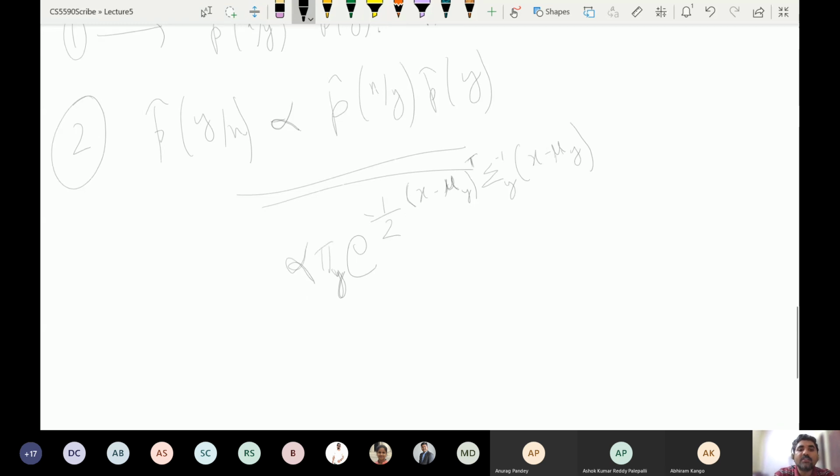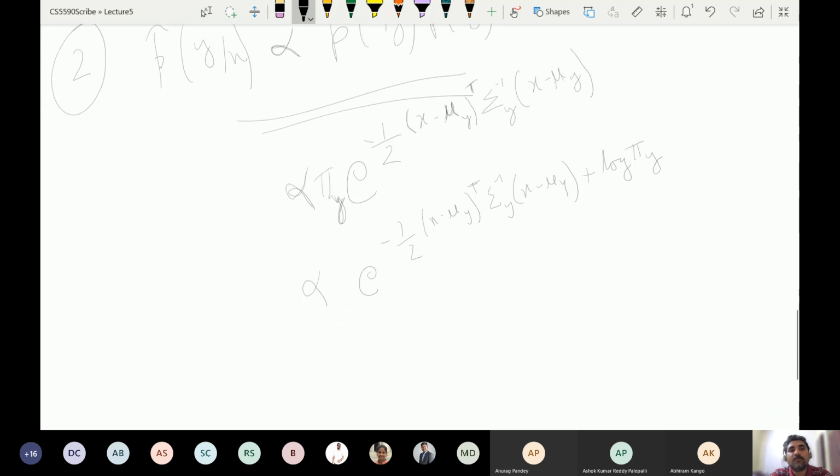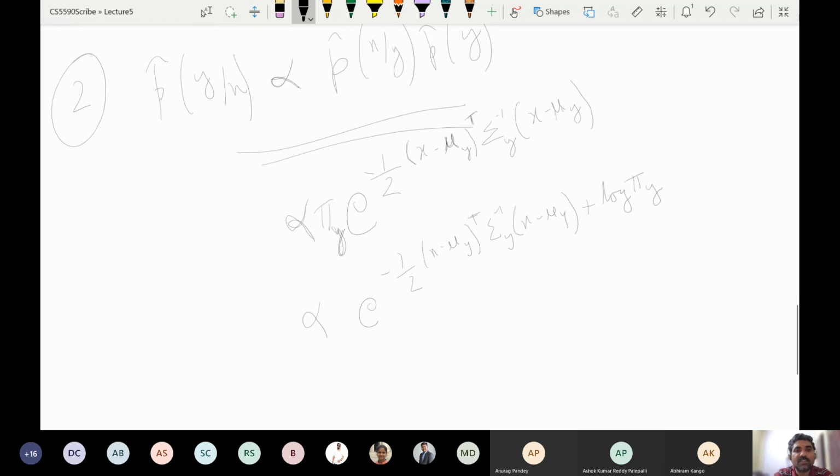Now this is also proportional to e to the power of minus half, and I'm just writing this part, the quadratic in x, plus log pi y. So this is clear. What about the normalization constant? This is a Bernoulli, so normalization is very easy. You just divide by the sum of all the terms in the numerator, right? So the posterior form is clear to everybody?